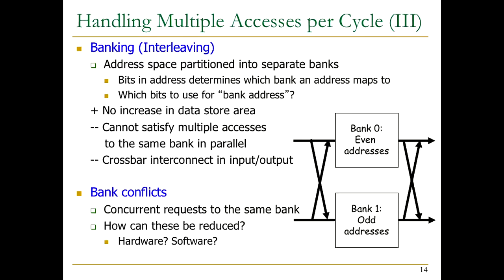But that's not the only way of interleaving these, right? You can say bank zero contains addresses in the top half of memory, 0 through N/2 minus 1, and bank 1 contains all of the memory in the bottom half, or the top half, whatever, the other half. So that's another way of interleaving. The question is which one's better, right? And the other way of interleaving is having a hash function that actually randomizes things.